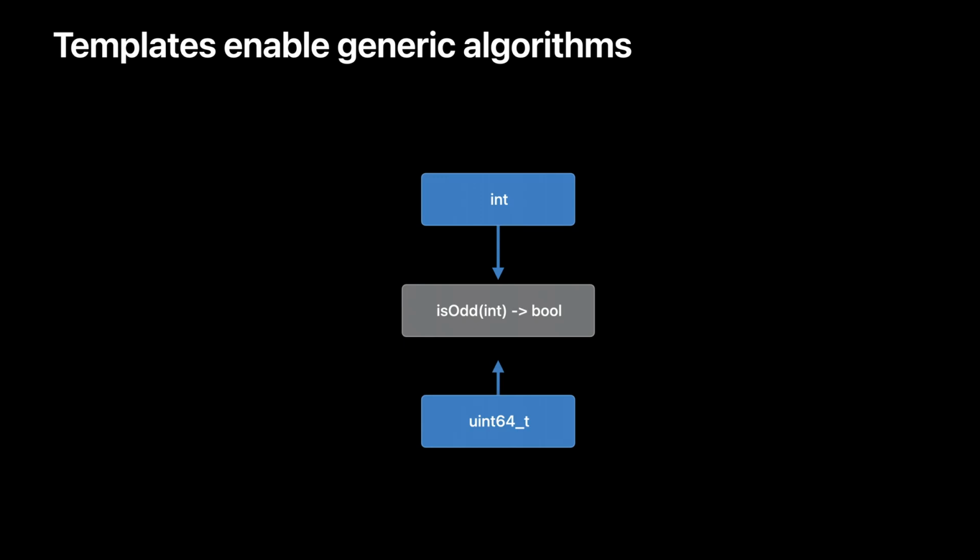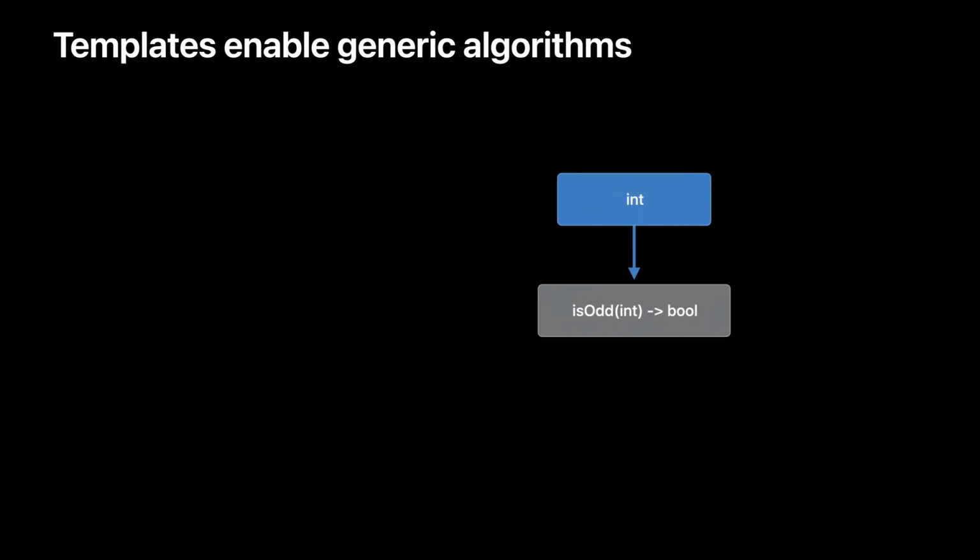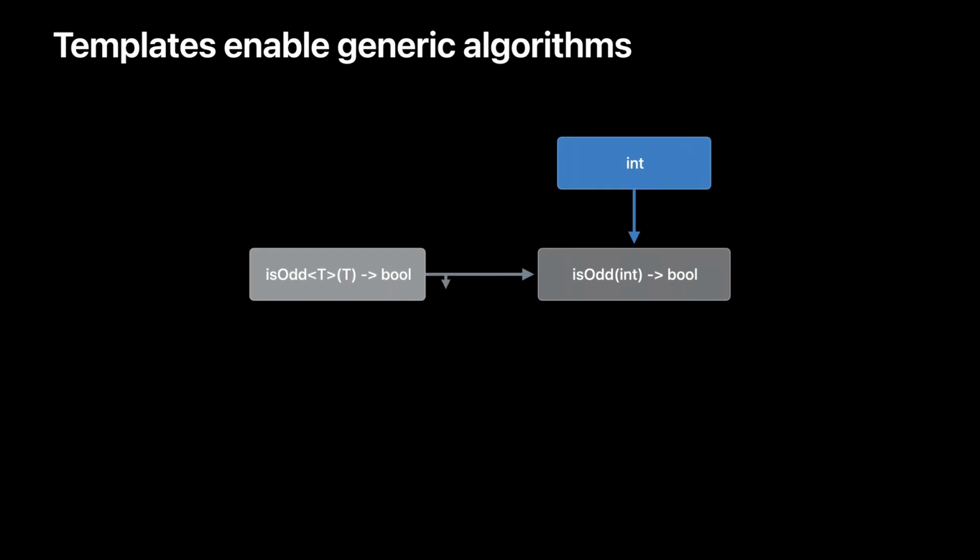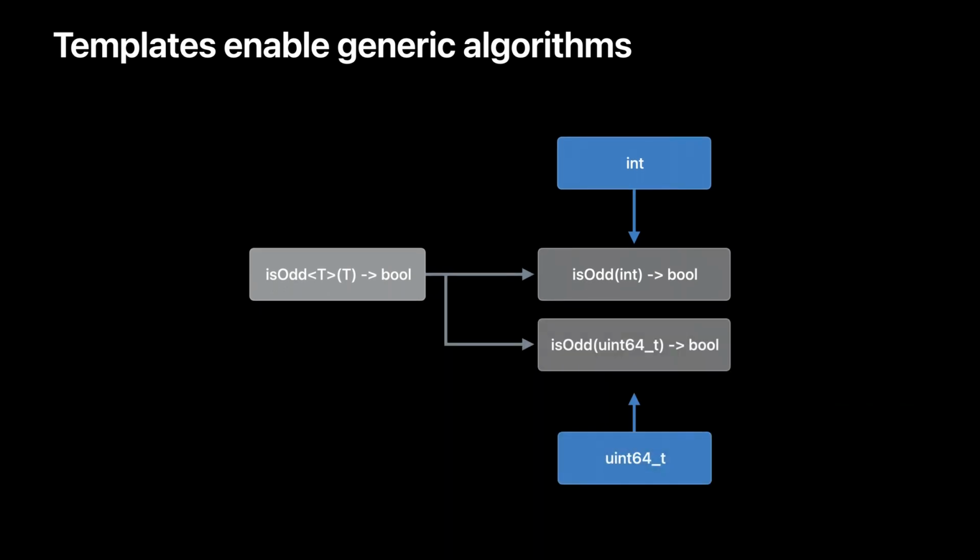What would happen if I pass in a 64-bit unsigned integer value to it? A concrete function like this one does not behave correctly with 64-bit values, as they get truncated to fit into the int type. To fix this, I can make isOdd a function template. Now that I have a function template, I can pass in the 64-bit unsigned integer value to it. The compiler will now automatically generate a specialization of isOdd that works correctly with the uint64 type.